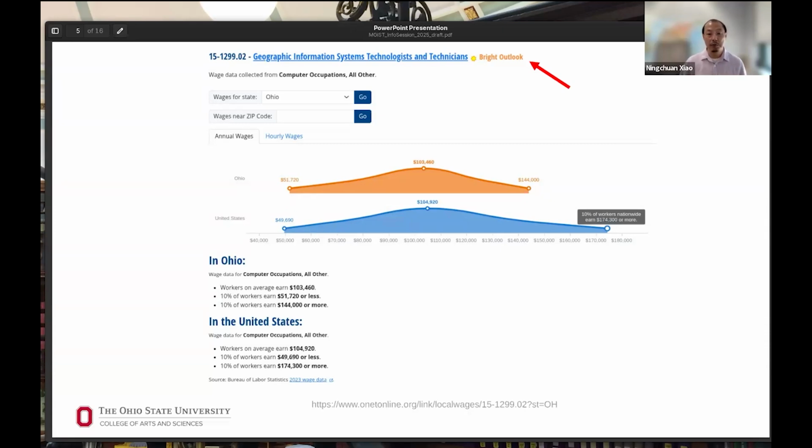I should also point out that there is a yellow sun icon on the top of the slide. So I didn't make this up. The source where the data comes from is called O*NET, which relies on data published by the U.S. Department of Labor. They mark this GIS profession as having a bright outlook. So it is a good profession to be in.